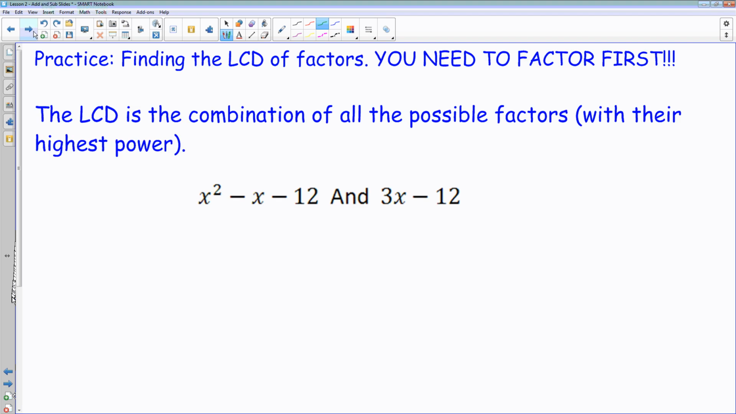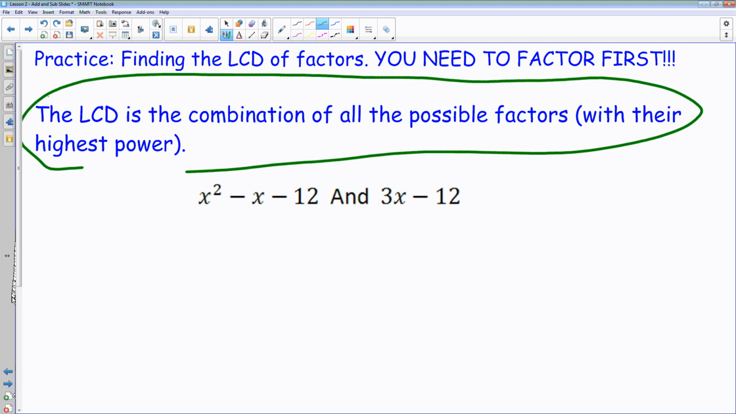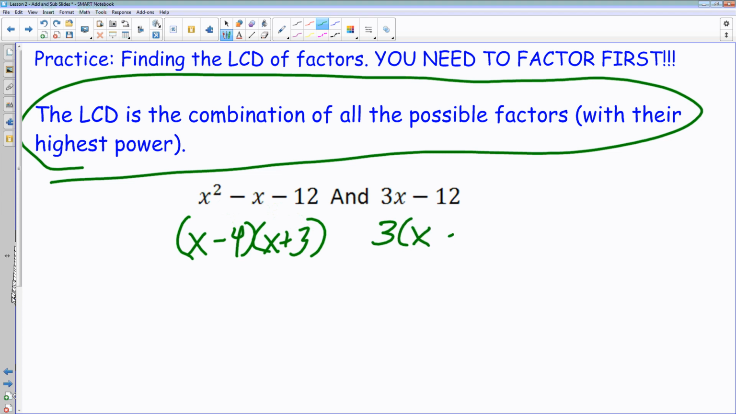So now let's talk about what happens when we have something bigger than monomials, like binomials. Okay, so definitely make sure that you factor. So the LCD. Okay, the LCD is the combination of all possible factors with their highest power. That's an important definition. So like if you look at these two problems, x squared minus x minus 12 factors to x minus 4 and x plus 3. And then the factors for 3x minus 12, you can just take out the GCF and you have 3 times x minus 4.